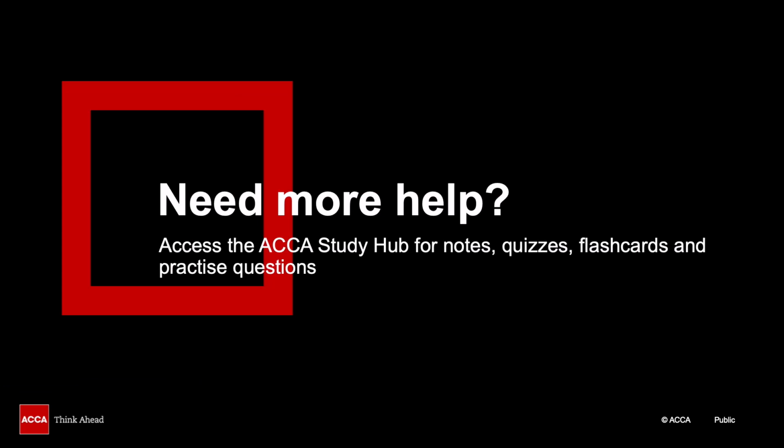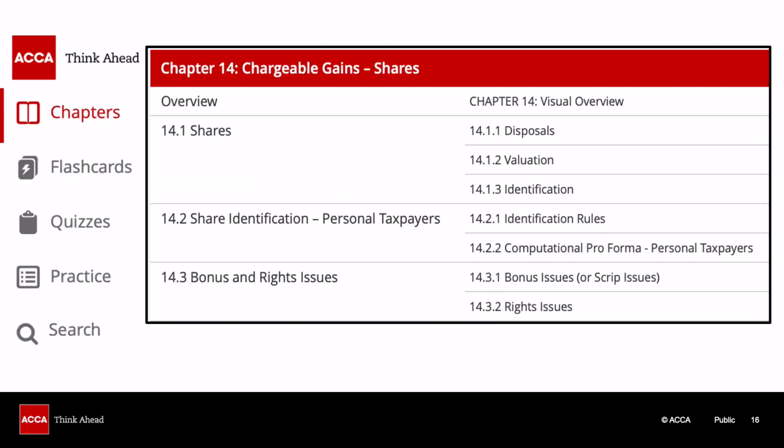Now, if you need to revise these CGT share computations and rules further, then you can find some fantastic free resources on the ACCA Study Hub. If you're looking specifically for further details on the topics we've discussed in this session, then I recommend you have a look at Chapter 14 of the TX Study Hub.